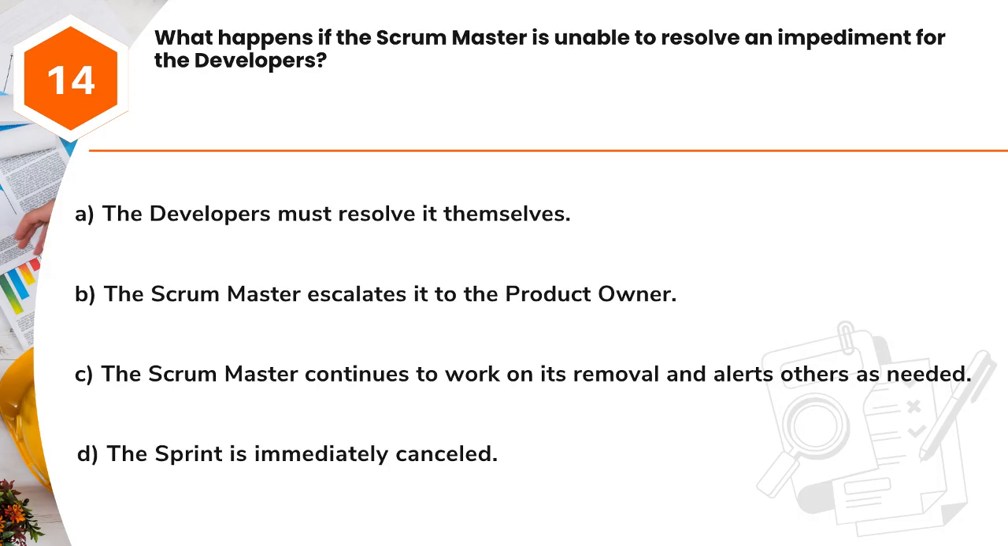Question 14. What happens if the Scrum Master is unable to resolve an impediment for the developers? A. The developers must resolve it themselves. B. The Scrum Master escalates it to the product owner. C. The Scrum Master continues to work on its removal and alerts others as needed. D. The sprint is immediately cancelled.